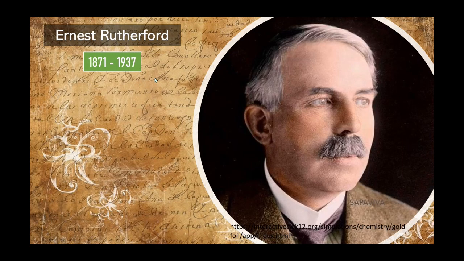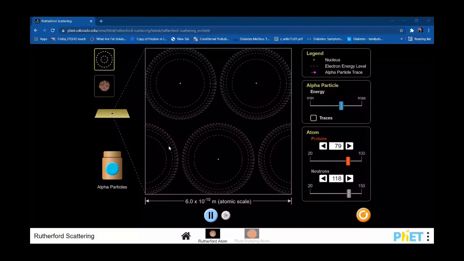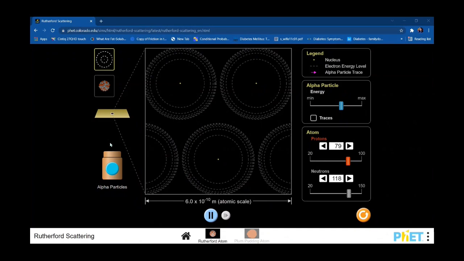Then let's go to Ernest Rutherford. So as we know, he's the famous scientist in this time. In his gold foil experiment, he discovered the proton. So he is the one who discovered the proton using the gold foil experiment. So let's go to the gold foil experiment. This one, class, is the gold foil experiment of Ernest Rutherford.